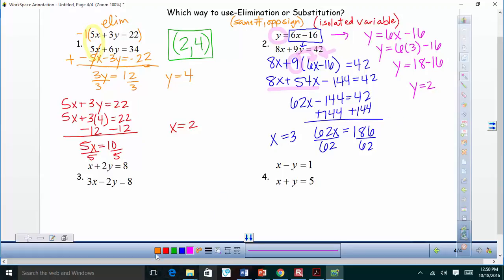Okay? And so how would we write that as our final answer? An ordered pair. So would it be 2, 3 or 3, 2? 3, 2. Remember, we always go in order of the alphabet. X comes before y in the alphabet, so it comes before it in the ordered pair. Okay?